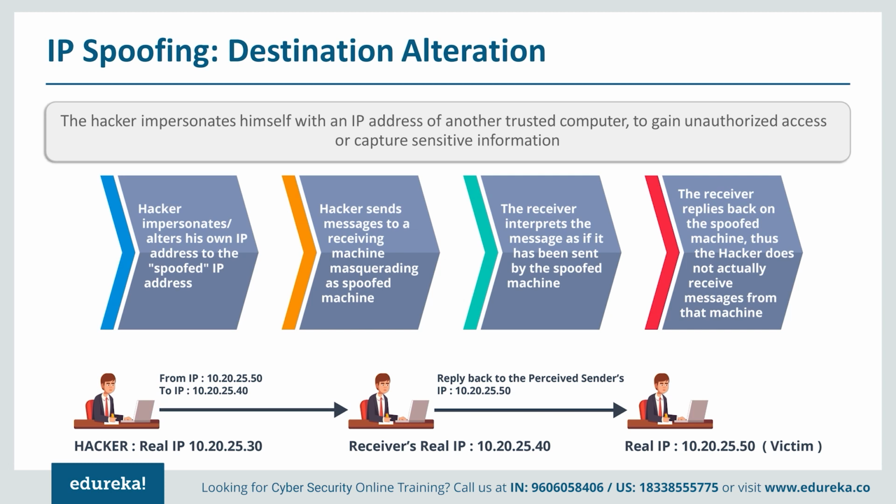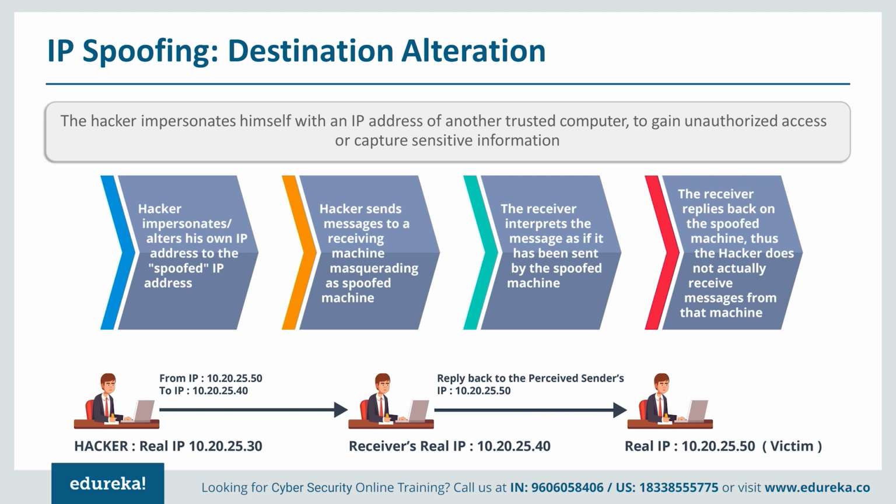I mean, the existing identification. The hacker impersonates or alters his own IP address to the spoofed IP address. The spoofed IP address is 10.20.25.50. The original IP address is 10.20.25.30. The hacker sends a message to a receiving machine masquerading as the spoofed machine. The receiver interprets the message as if it has been sent by the spoofed machine. So the real identity will not be visible, but the recipient will think that the person in the middle actually sent the message.